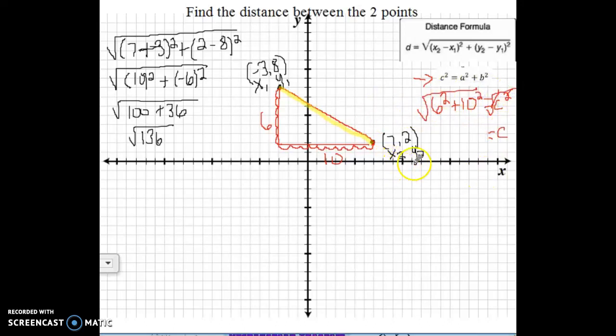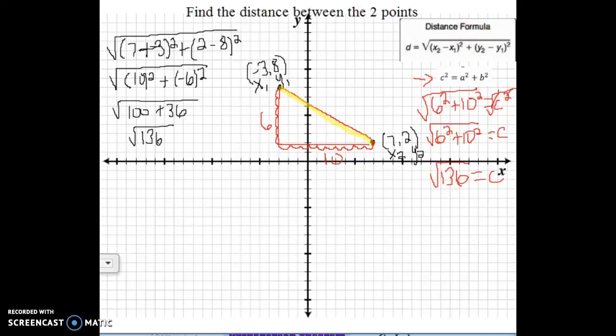So usually once you get the hang of this, you'll go straight to this step where you say the square root of 6 squared plus 10 squared. And then again, you would just do a little bit of math. 6 squared is 36. 10 squared is 100, so this would be the square root of 136. So either way you do it, whether you use the distance formula or Pythagorean theorem, you're going to get the same distance. So you have two options, and you get to pick which way you like.